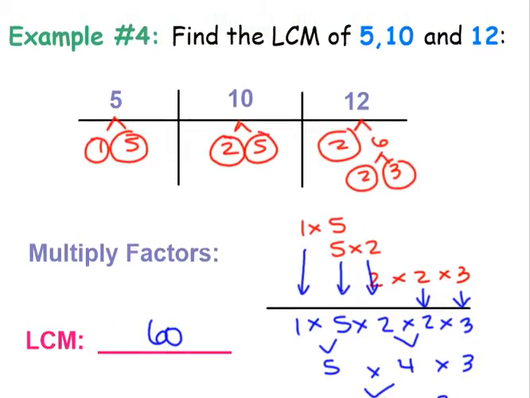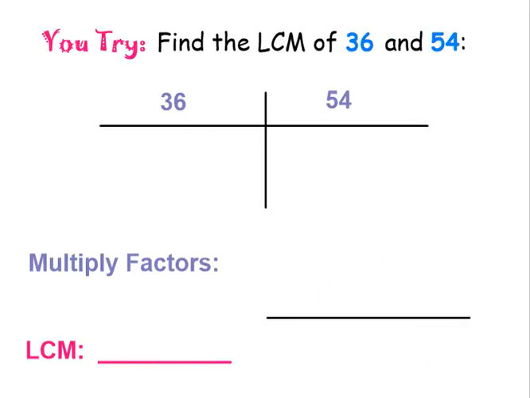So again, that was a much, much quicker process than sitting here and listing out the multiples of 5, of 10, and of 12. However, I do want to stress, if you're not comfortable with this method, you always have the option to list out the multiples. Okay, you go ahead and try this one. I'm going to solve it at the same time, and then we will compare answers.